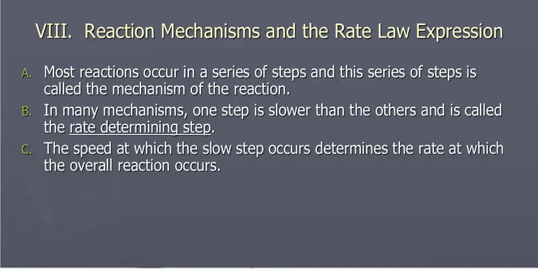Most reactions occur in a series of steps, not just one step, and this series of steps is called the mechanism. In most mechanisms, one step is slower than the other, and this is called the rate determining step. The rate determining step determines the rate at which the overall reaction occurs. The other steps are fast by comparison.